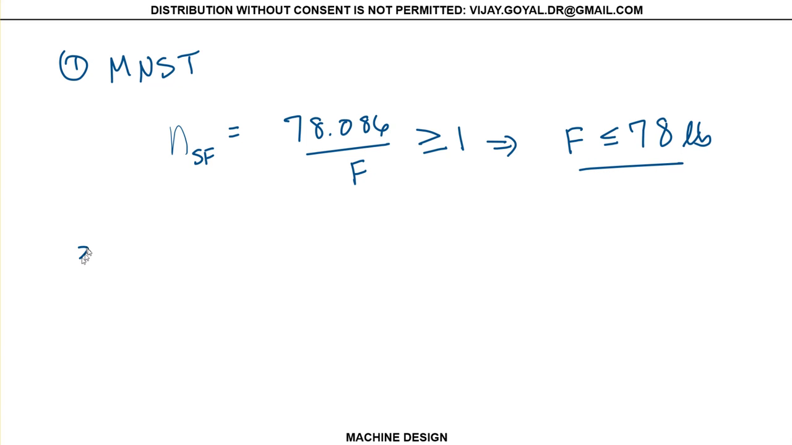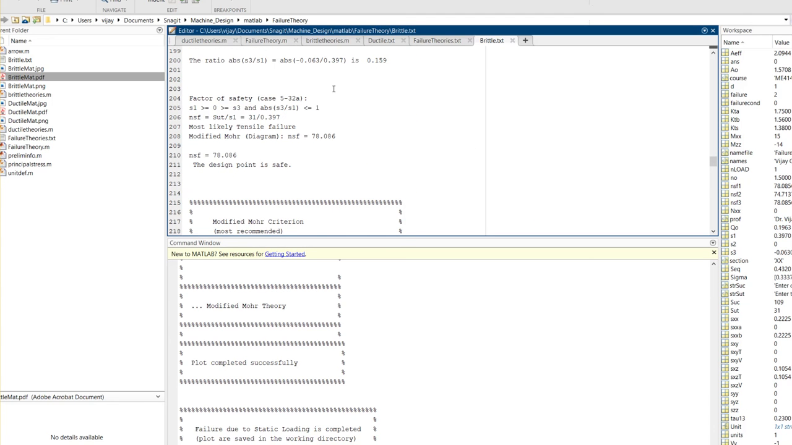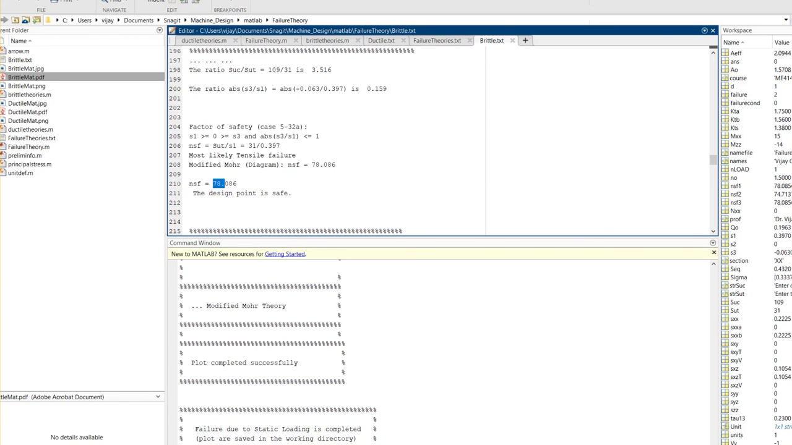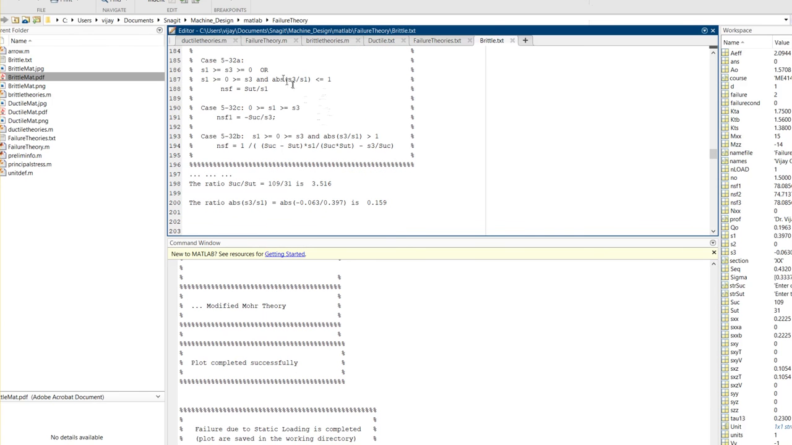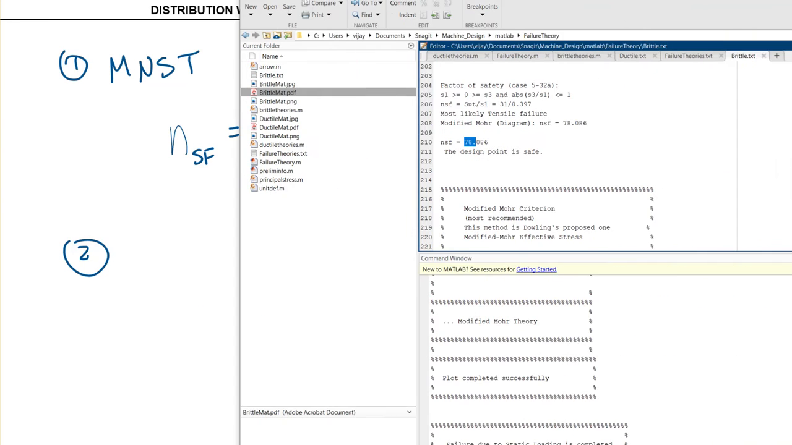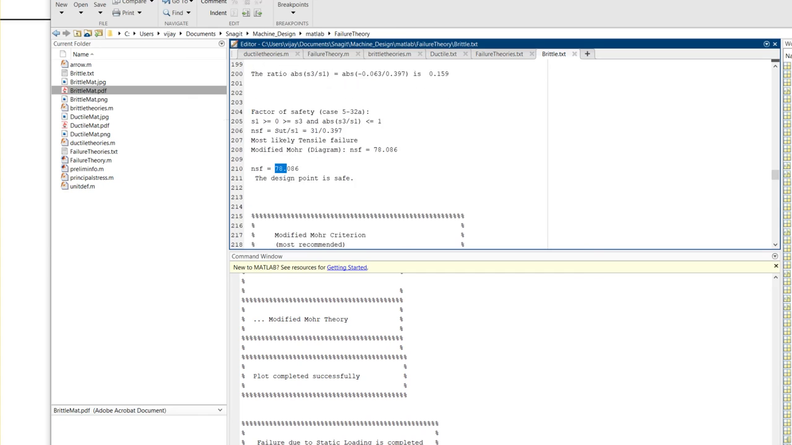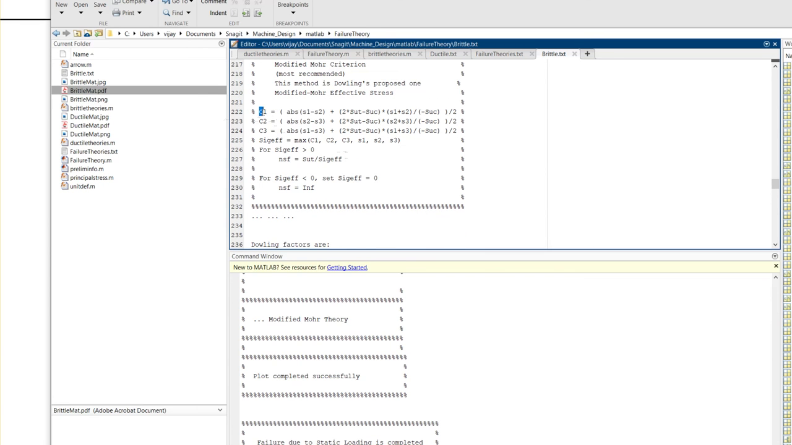Okay? The second case that we are working with is the modified Mohr. This is using your diagram from your book, and actually I should get a very close answer, and it's expected. So it's the same thing. You do these two ratios and choose which one actually satisfies the case, and you can see that it's actually equal to 78.06. Gives you the same value. Now you could have also used the modified Mohr using these equations here.